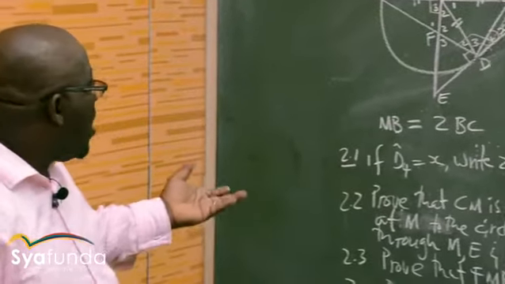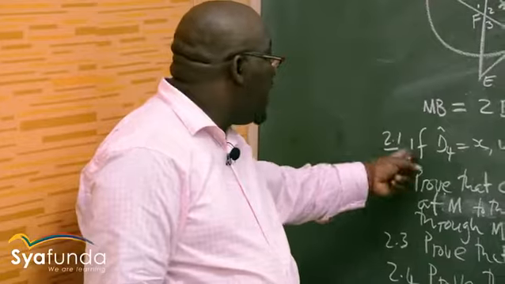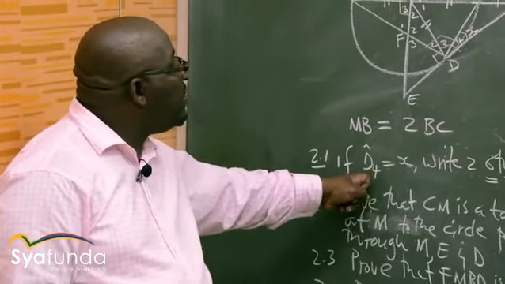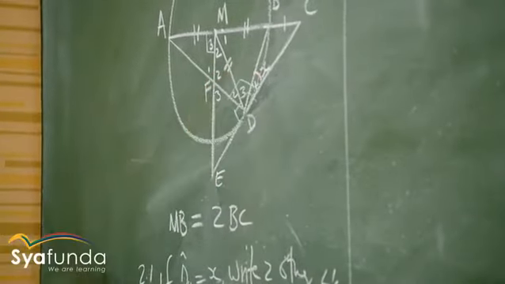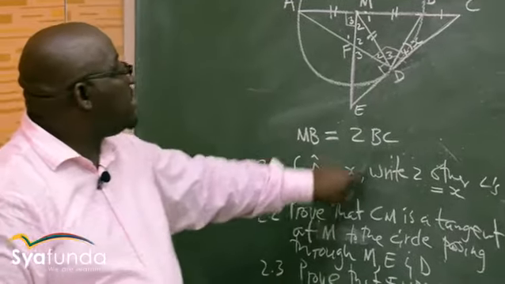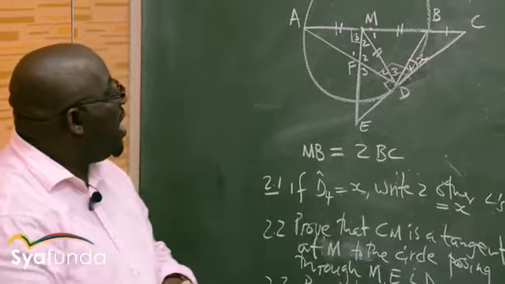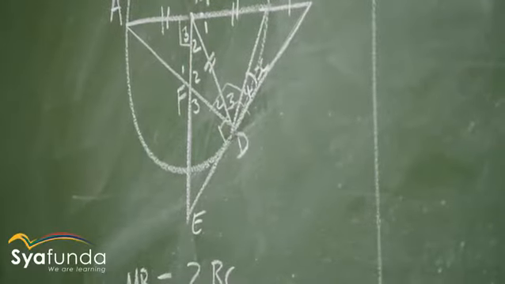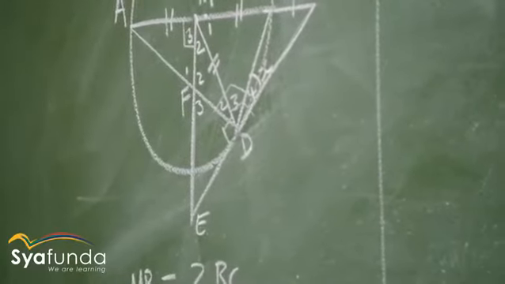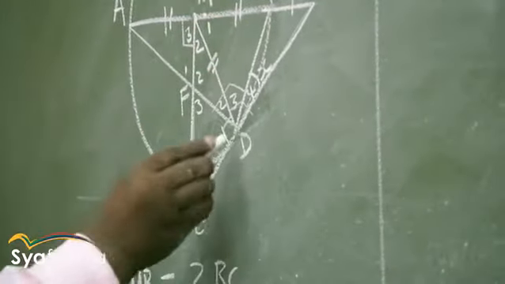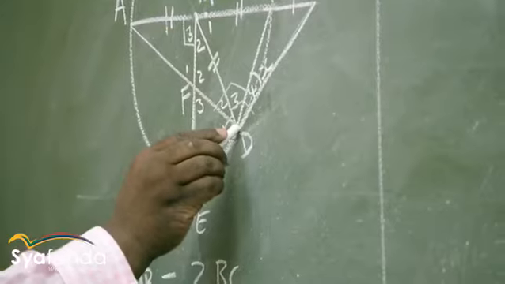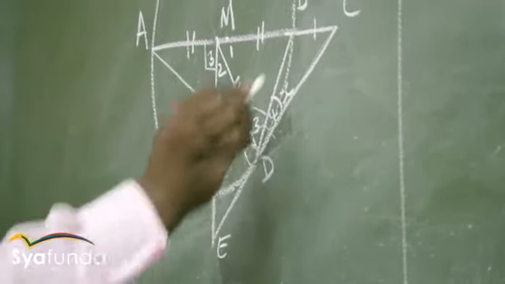The question there: we are required to find angle D4. Where is D4? This is where D4 is. We're told that this small angle there is equal to X. Where is that angle? This angle is between a tangent. Do you see this tangent? It's a line that touches the diagram at one point. It is between a tangent and what?